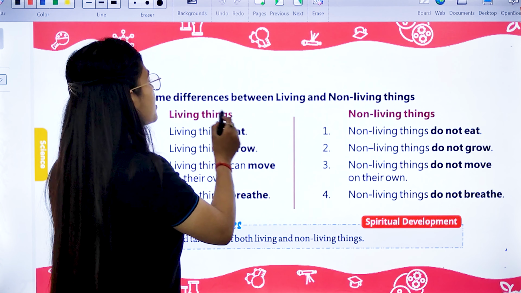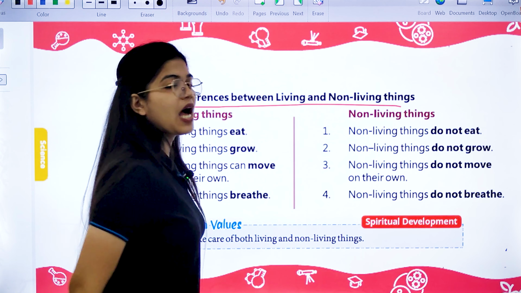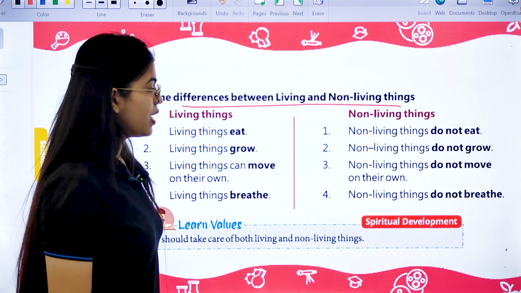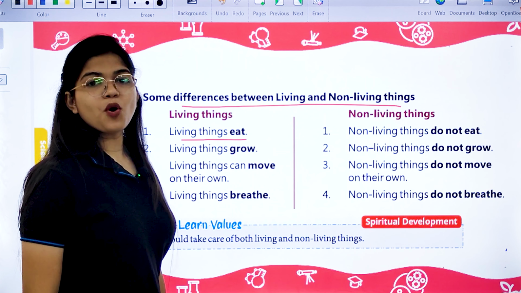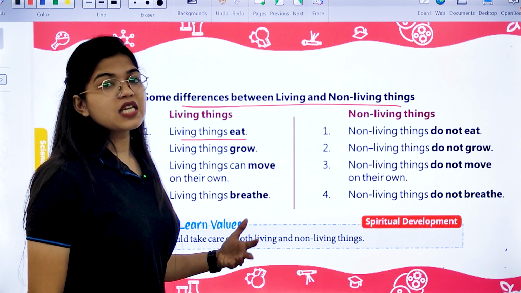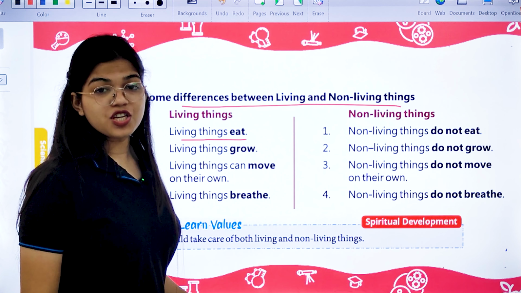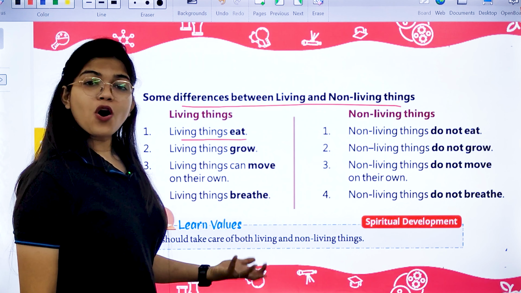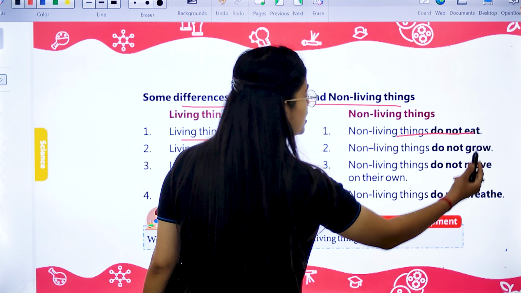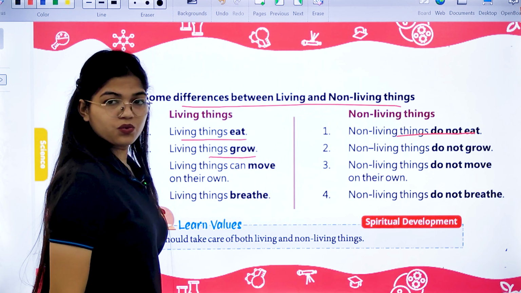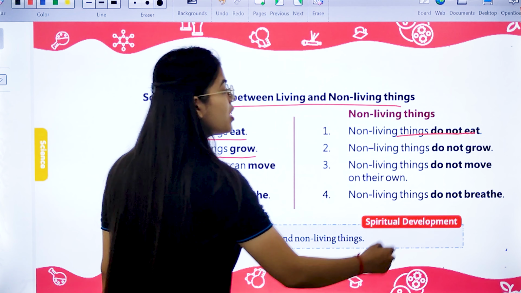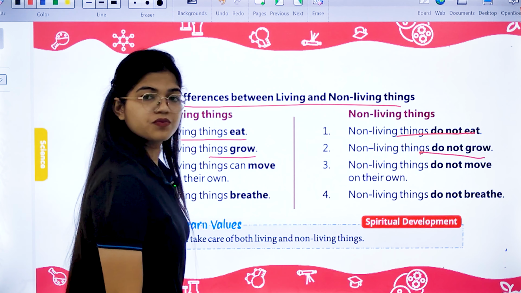Now they have given you some differences between living and non-living things. Okay, let's learn. Living things eat. Very important. All living things need to eat to get energy to grow. But non-living things do not eat. Secondly, living things grow. But non-living things do not grow.